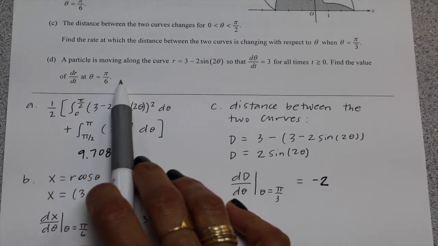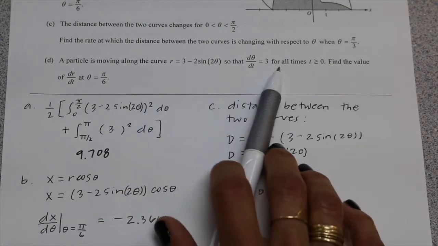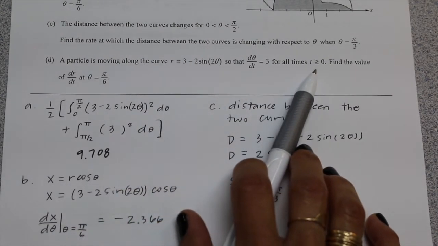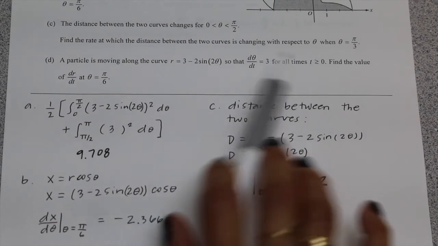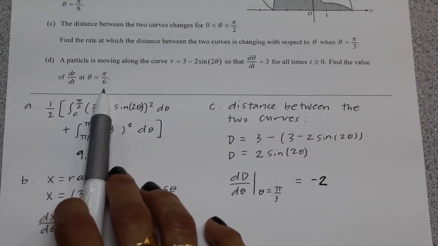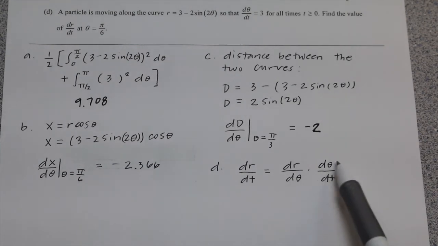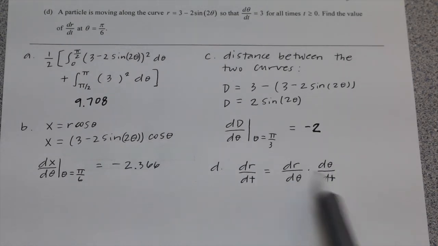Part D says a particle is moving along the curve r equals 3 minus 2 sine of 2 theta, so that d theta dt equals 3 for all times t greater or equal to 0. Find the value of dr dt when theta equals pi over 6. So I set this up. We have that dr dt equals dr d theta times d theta dt. And you can see that this is mathematically equivalent because these d thetas technically cancel out. So you get dr dt equals dr dt.